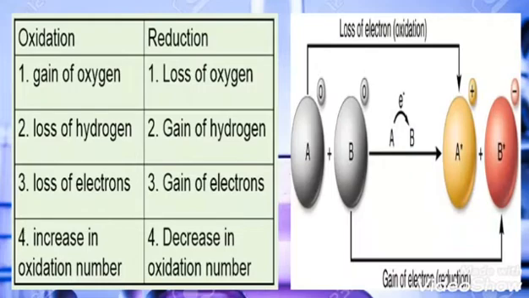For example, if substance A loses an electron to become A positive from A neutral, therefore substance A undergoes oxidation reaction. If substance B changes its charge from 0 to negative, it means that it gained electron and undergoes reduction reaction.